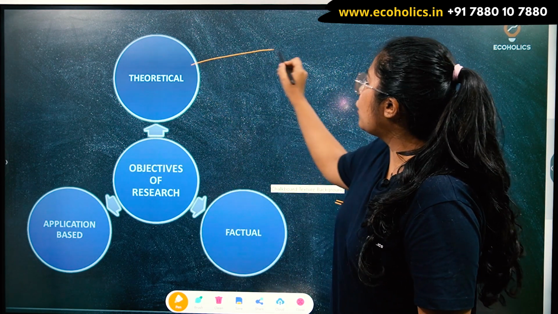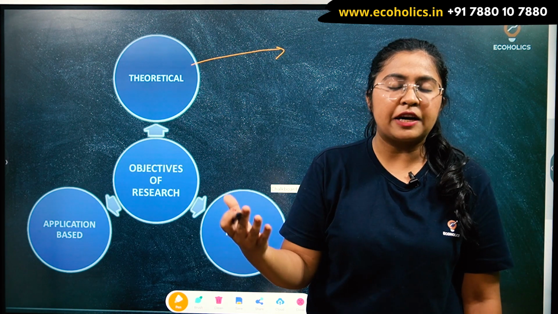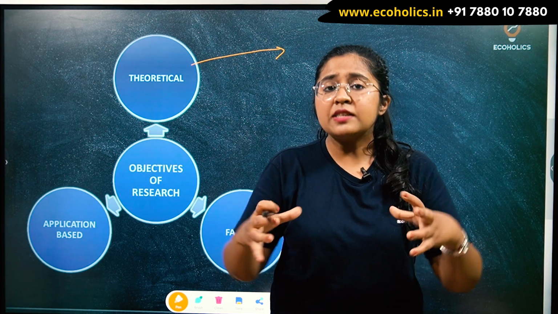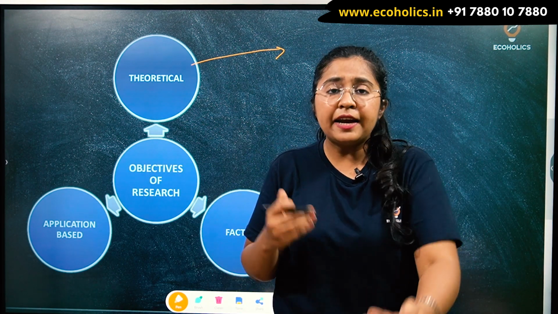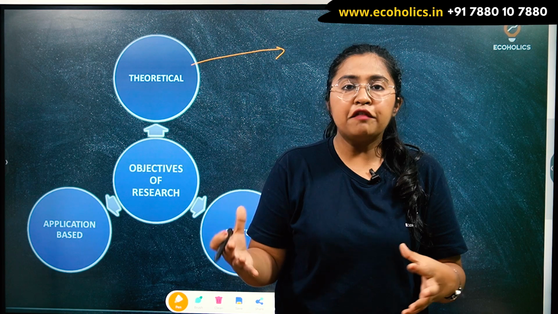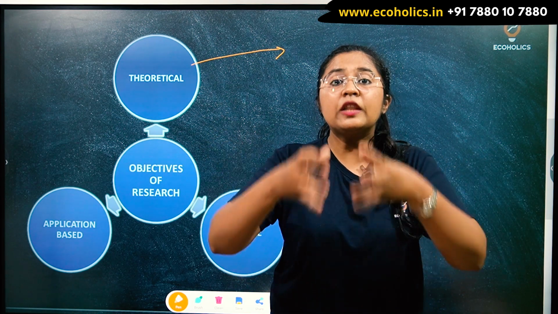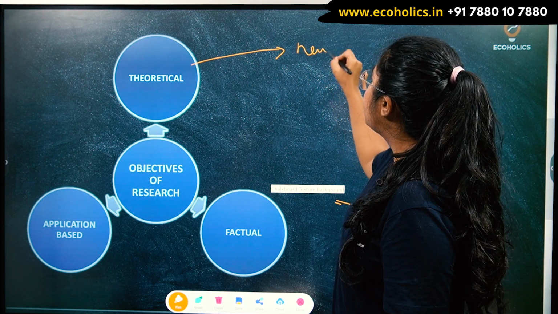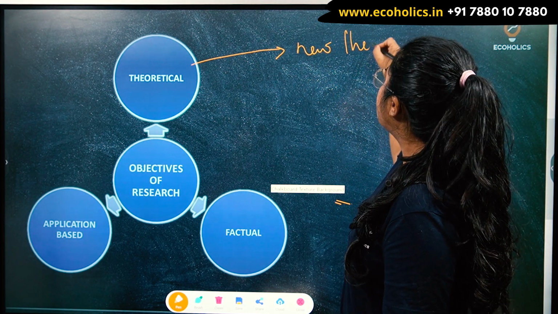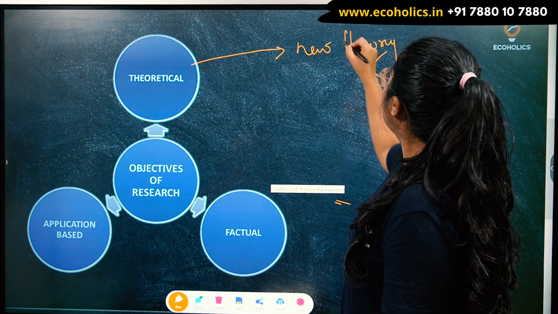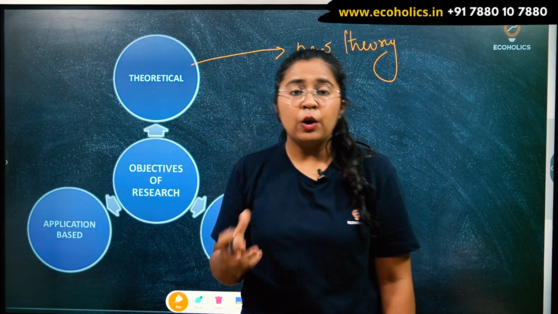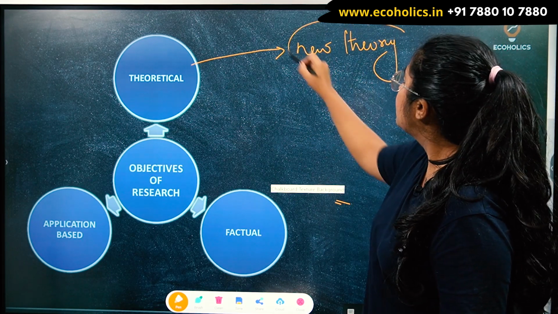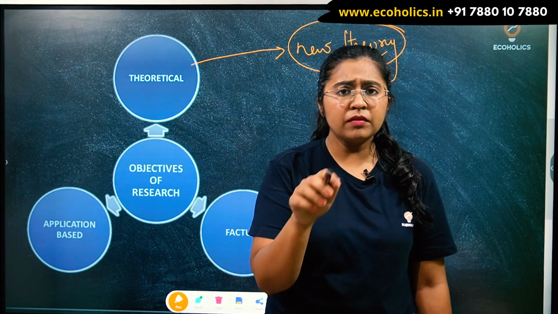So when we talk about the theoretical objective of research, it means that some concept or some theory is going to be defined, identified, and made during the whole process of research. So a new piece of information or a new theory will be identified and made in this whole research process.